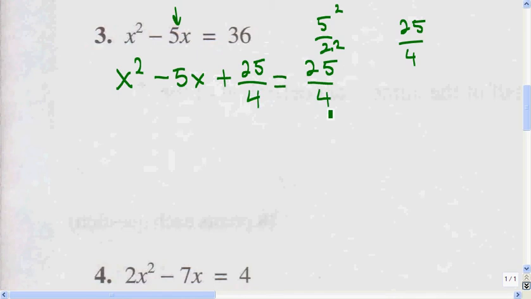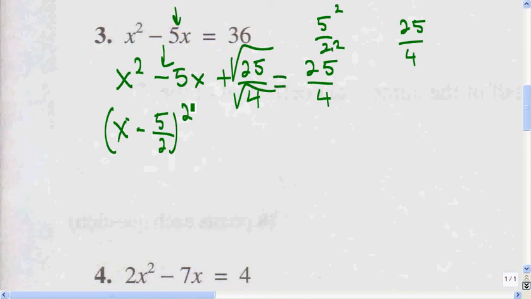Okay? So now this is the easy part. We just factor the x squared, which is x. We find the square root of x squared, which is x, and the square root of 25 over 4, which is 5 and 2, because the square root of 25 is 5 and the square root of 4 is 2. Since the middle term is negative, we're going to make this negative. Put a little square up here, our exponent of 2. And then we get, we got to add 36. Whoops, I forgot to put the 36.